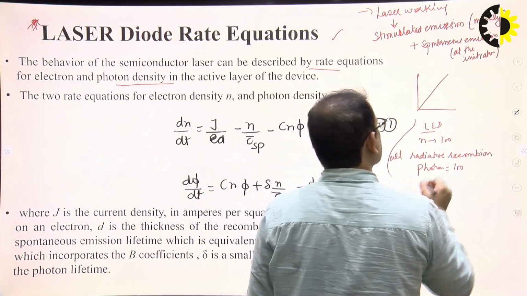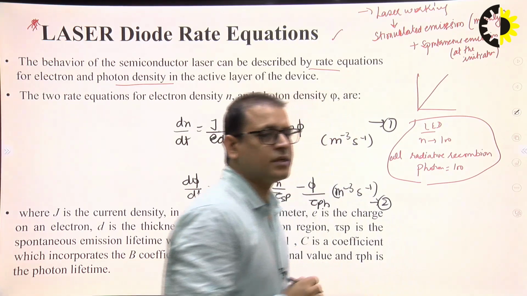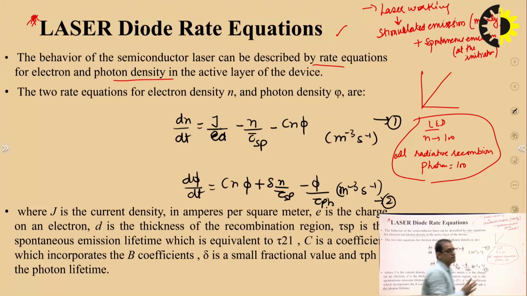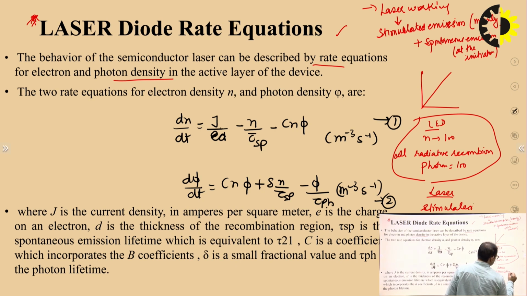In the LED, at the same rate electrons decay, photons are generated. But in the case of laser, the rate at which electrons decay is not equal to the rate at which photon density increases, because there is a stimulated emission.